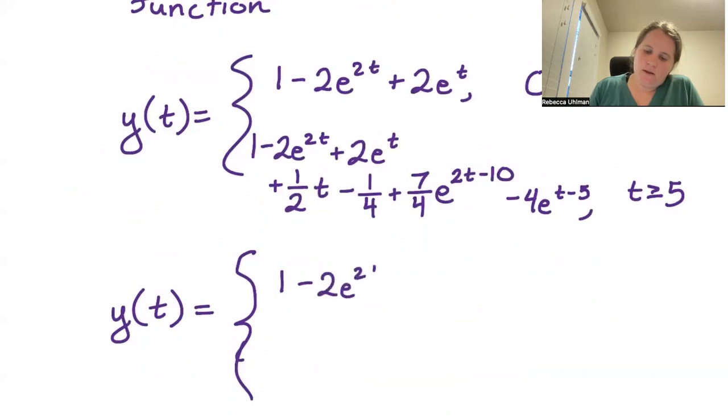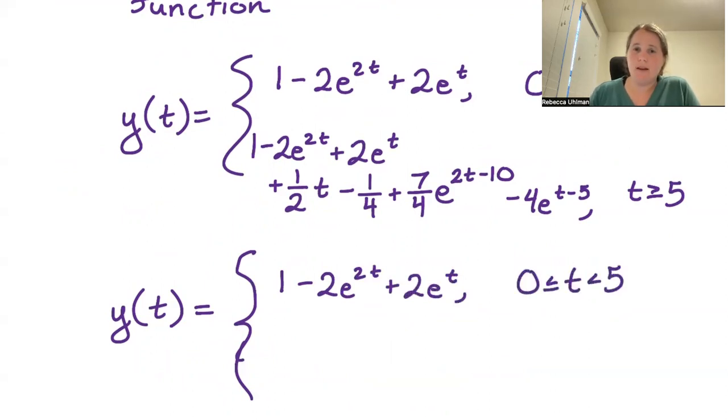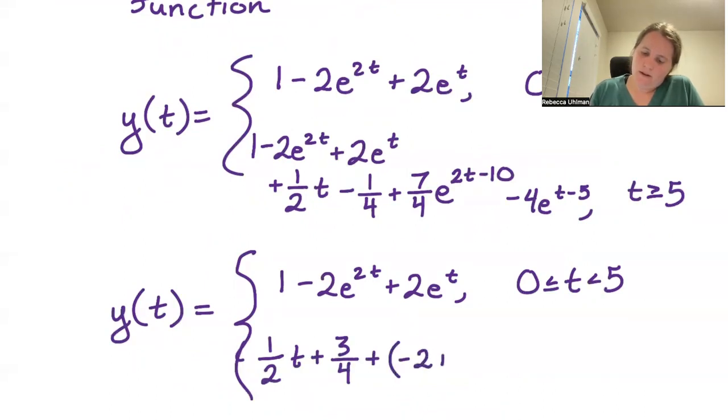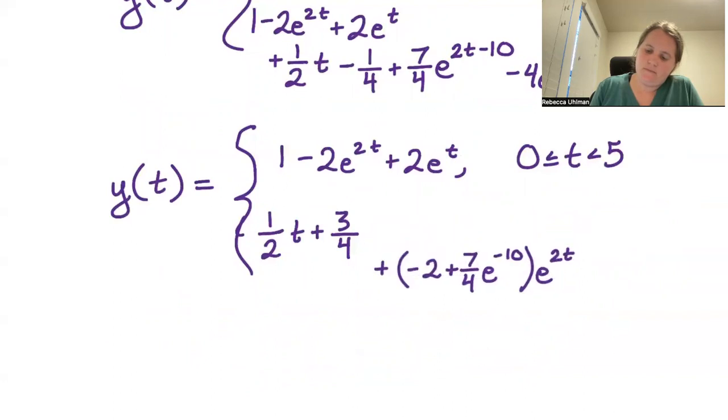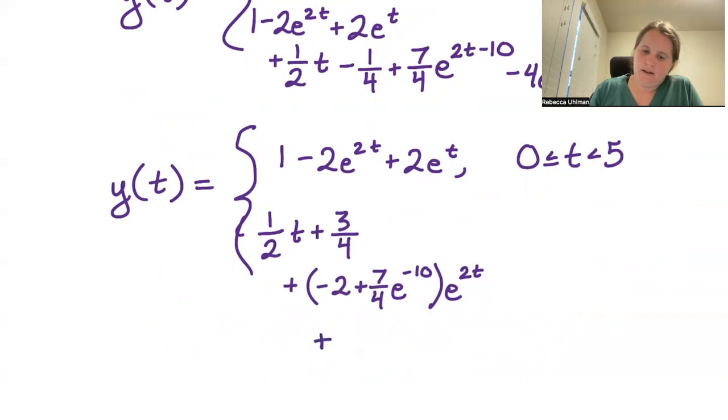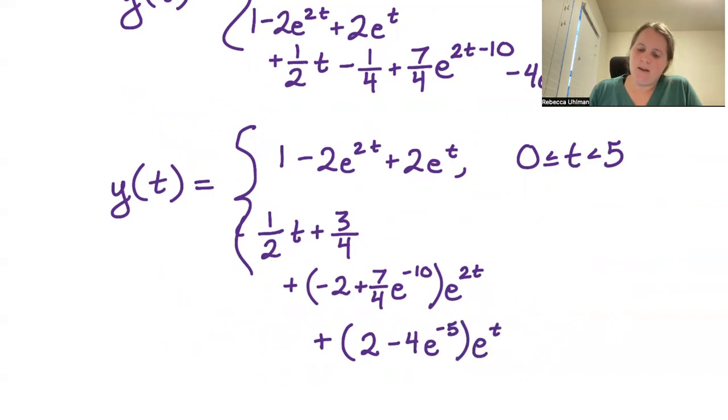1 minus 2e to the 2t plus 2e to the t for 0 less than or equal to t less than 5. And then we have 1/2 t plus 3/4. Then for our e to the 2t, we have plus (-2 plus 7/4 e to the -10), all multiplying e to the 2t. And then plus, we have 2, and then minus 4 times e to the -5, all of that times e to the t. So this holds for t greater than or equal to 5.